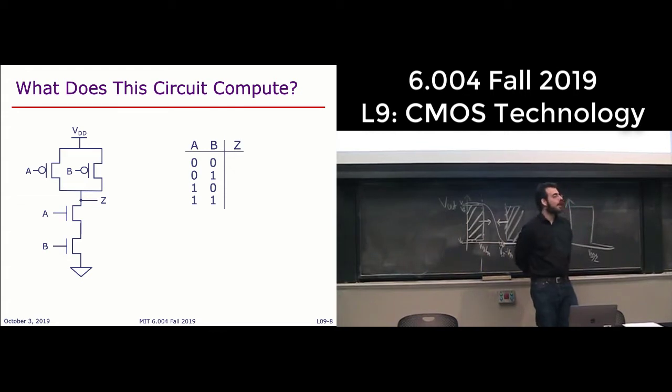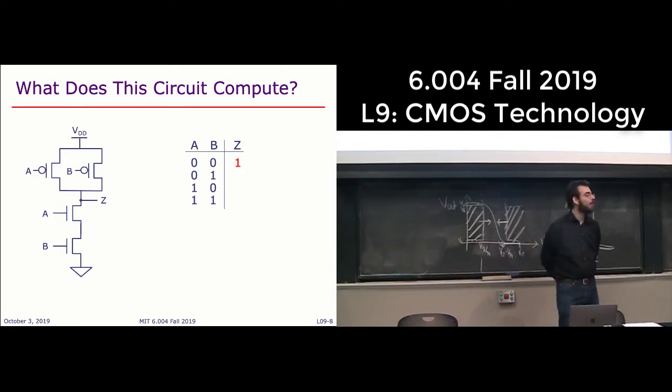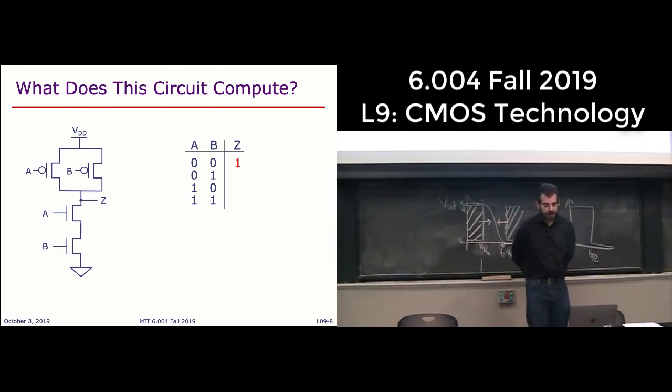Which transistors are on? Yes? The PFETs. Precisely. So both PFETs are on, both NFETs are off, and so of course C is connected to VDD, and so we have a high voltage at the output.